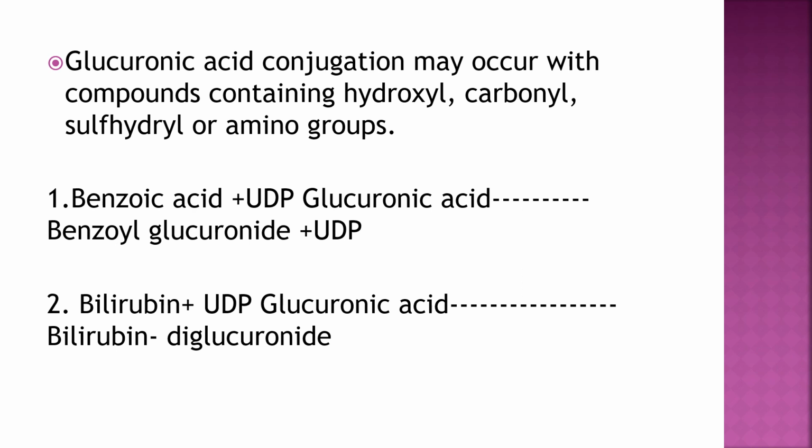The next example, bilirubin, it's an important one. Daily, this is the waste excretory product produced from the body. Daily the bilirubin is excreted through the urine and fecal matter. So bilirubin is an insoluble compound. When it combines with UDP glucuronic acid, it is converted to a soluble one, that is bilirubin diglucuronide.